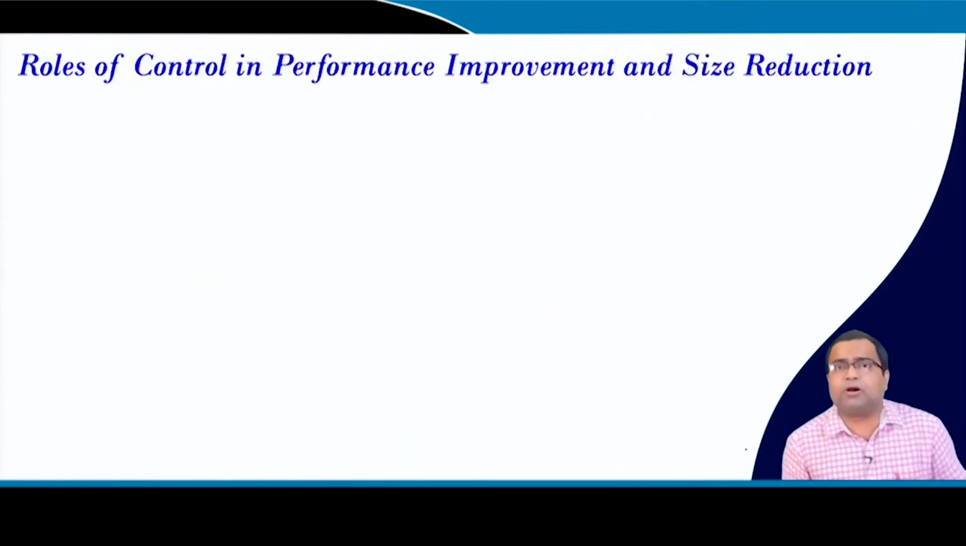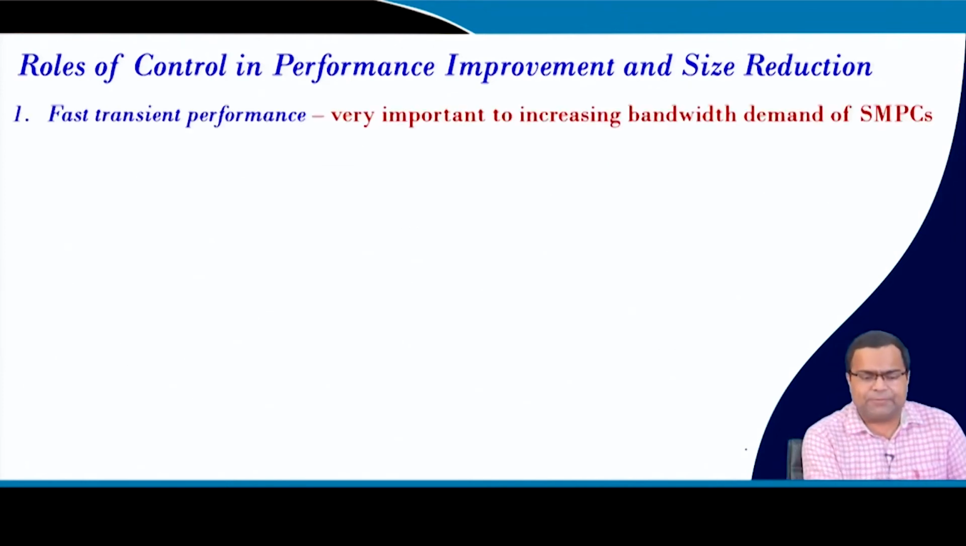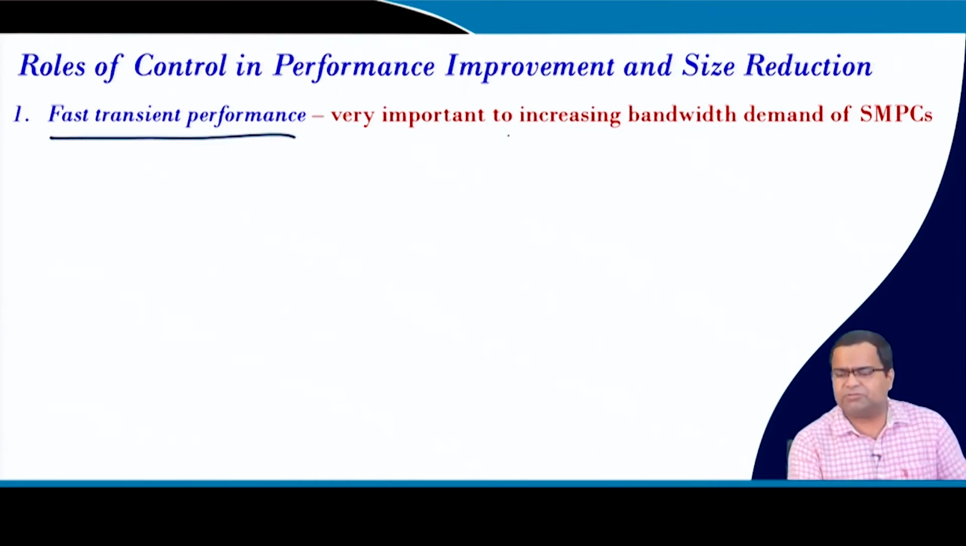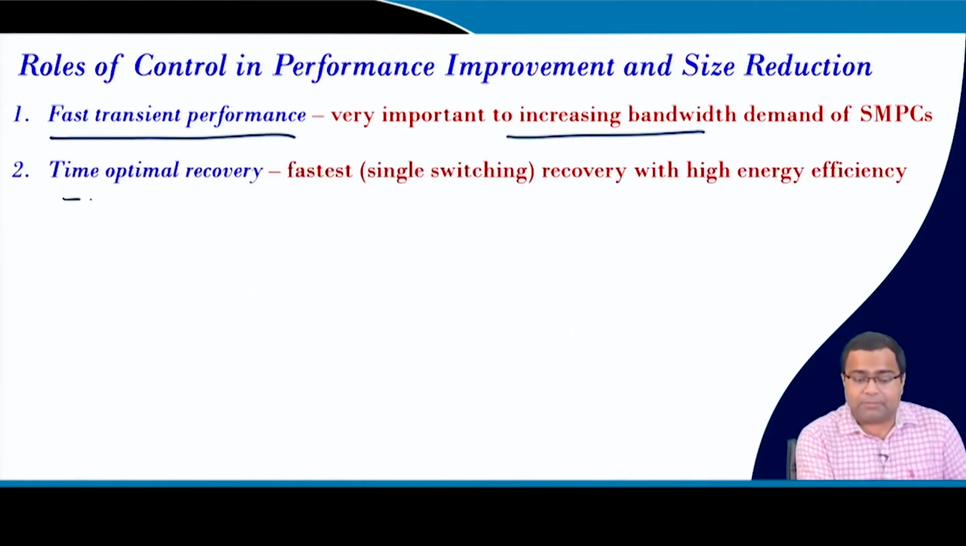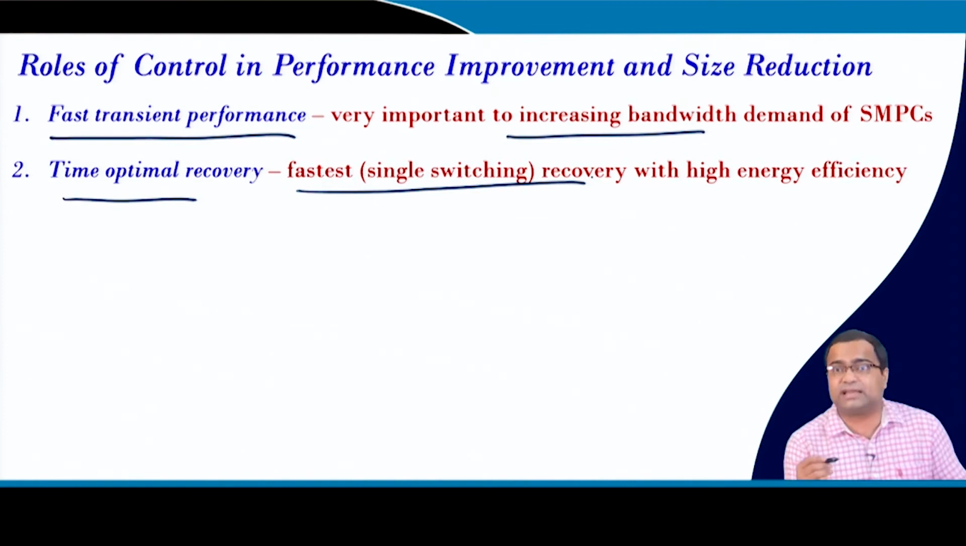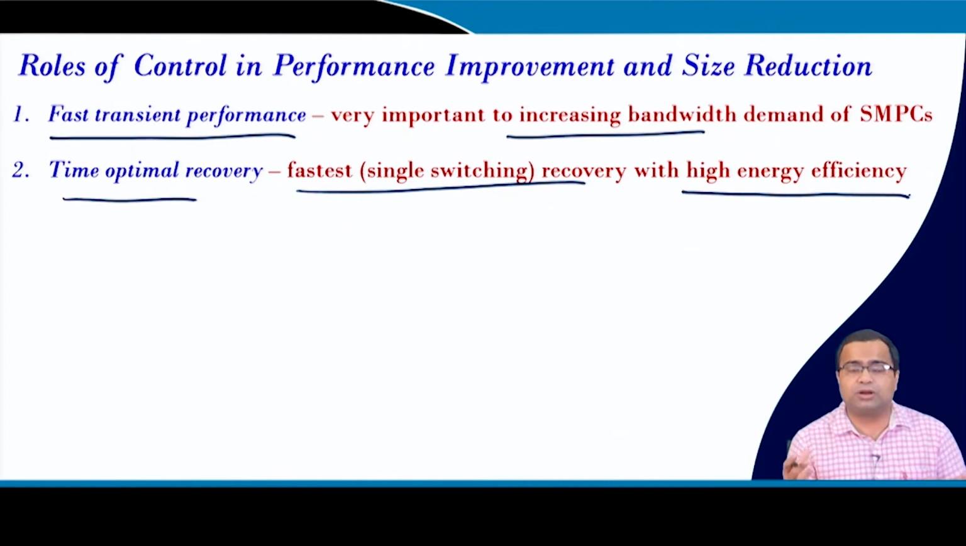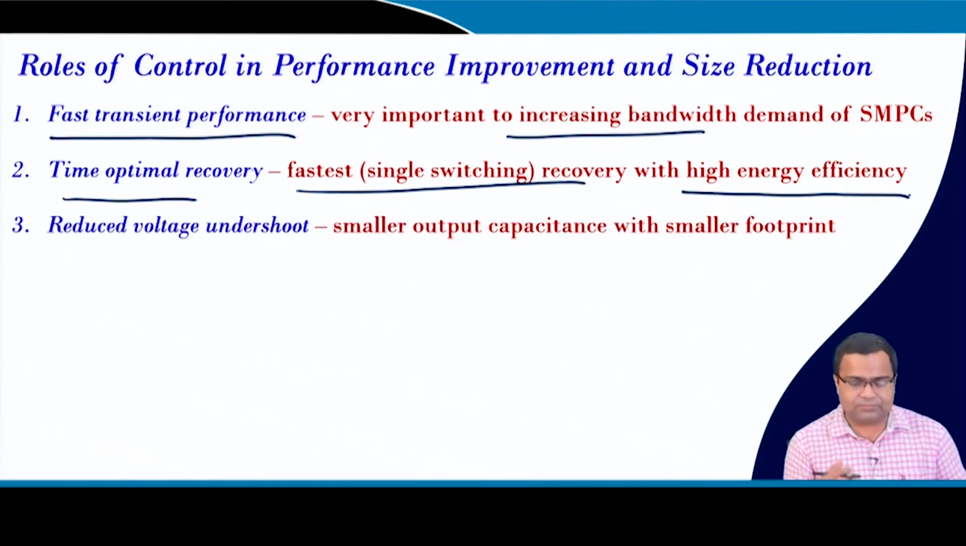So, the role of control in power converters is in performance improvement and size reduction. If we can achieve a very fast transient response, then we can meet the increasing power bandwidth demand. The time optimal recovery is the fastest transient with a single switching. It also offers higher energy efficiency over conventional control if transients appear more frequently, and that is the case for many applications, particularly data center applications and portable device applications where computation is happening continuously, right. So, you need to meet the demand.